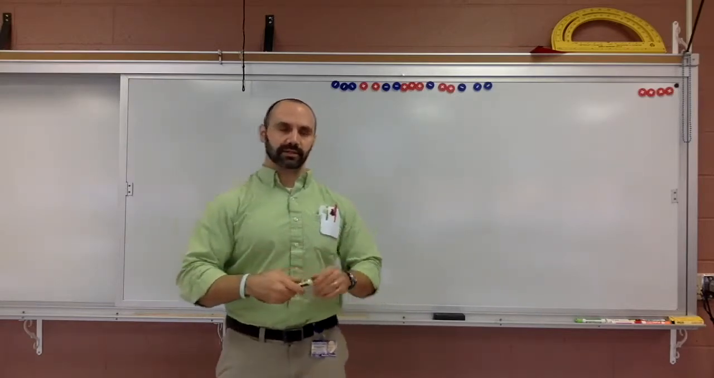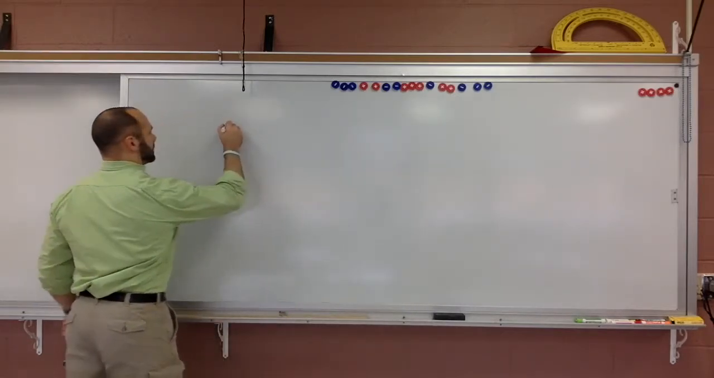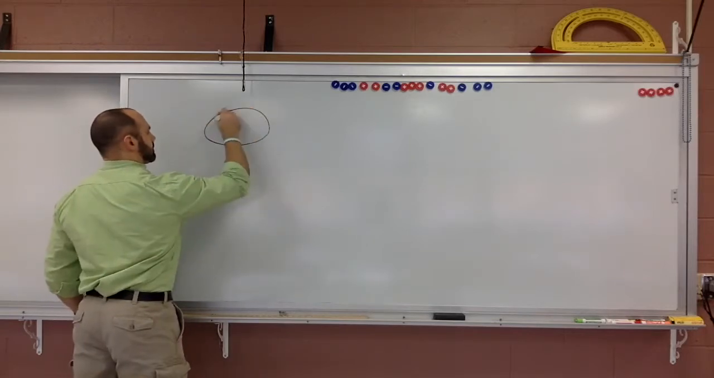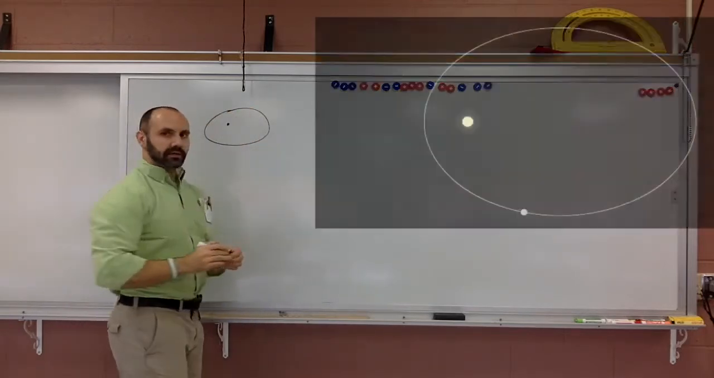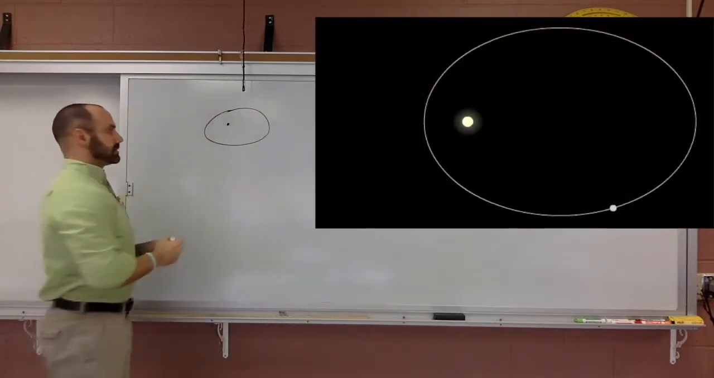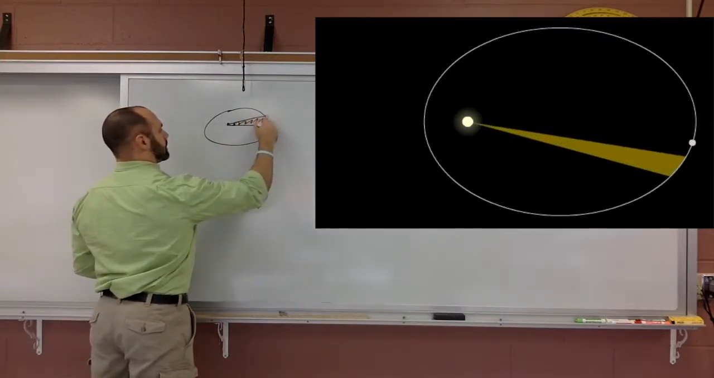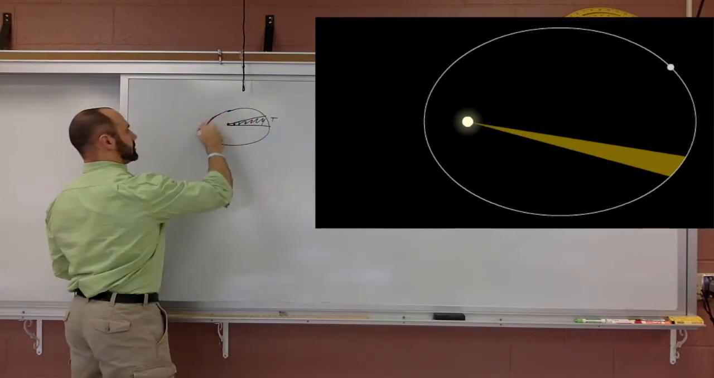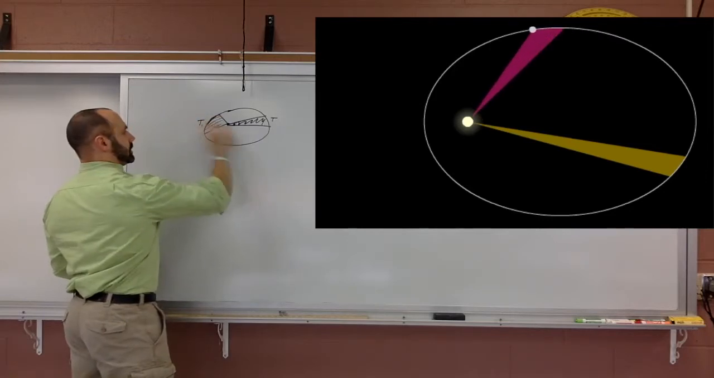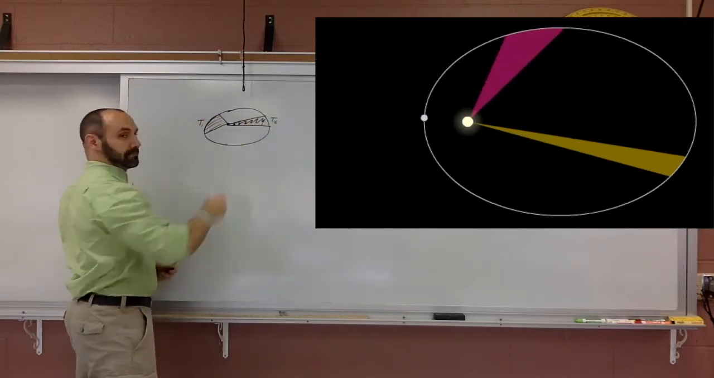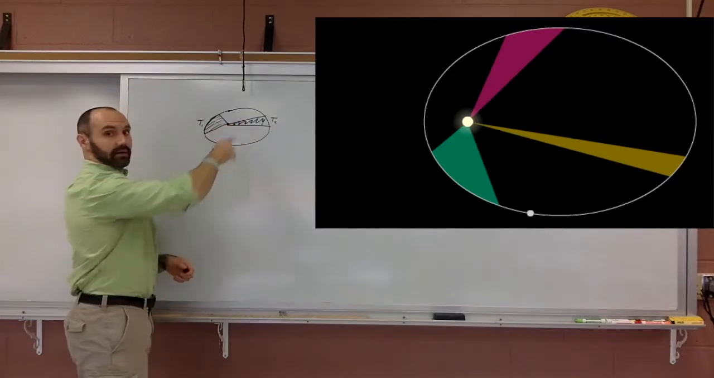The second law says that as a planet moves around its orbit, it sweeps out equal area in equal times. So the area here, and this time, if I take that same time for it to move this way, and here it's moving faster, time 1 is equal to time 2, and if those two things are equal, then these areas are equal.